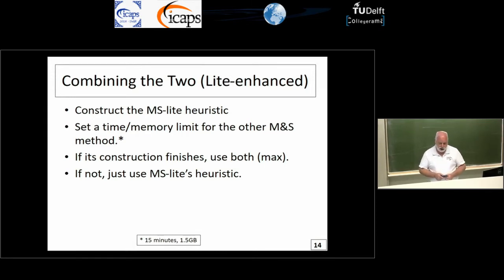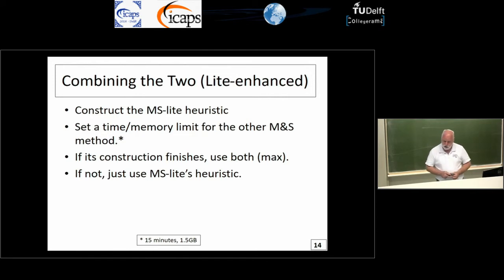We then set a time and memory limit for whatever other merge and shrink method we're using. We don't want it to run out of time. We want to give search a chance, and so we typically give it about half the time that you give for the total process. If the construction of that other merge and shrink finishes, then we use the maximum of the two, and if not, we just use the MS-Lite's heuristic. So that's kind of a simple way of combining things.